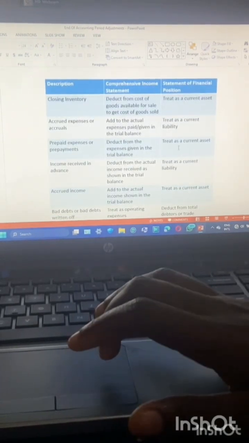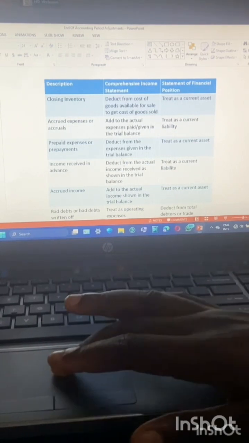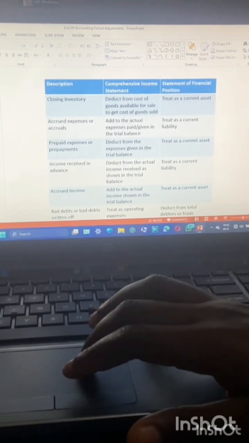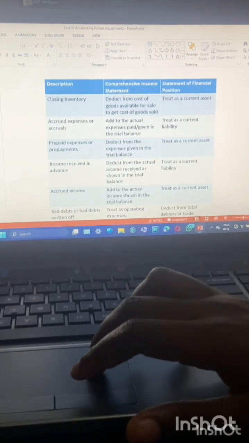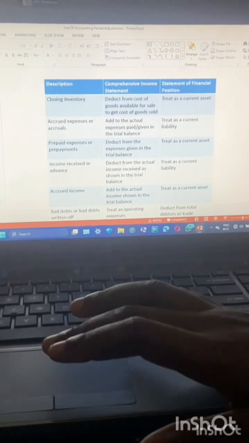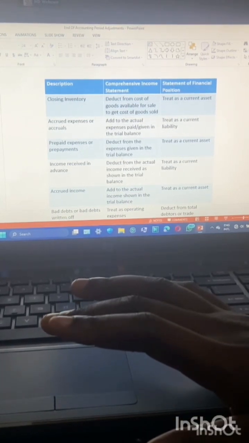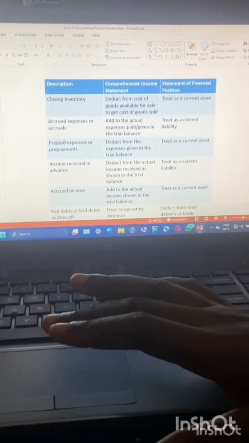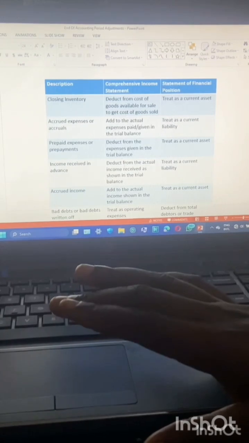We are going to be looking at this adjustment, as well as how they are treated in the comprehensive income statement and in the statement of financial position. Like I said, every piece of information in the adjustment will affect both the statement of comprehensive income as well as the statement of financial position, all right.